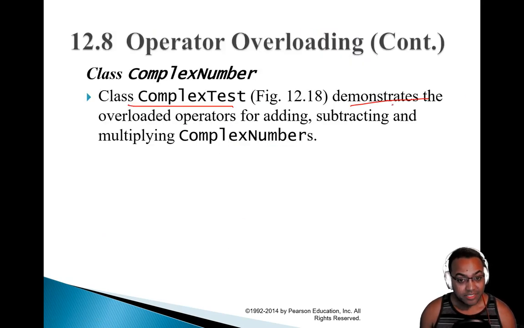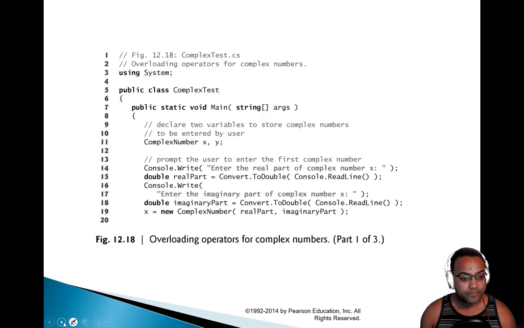Class complex test demonstrates the overloaded operators for adding, subtracting, and multiplying complex numbers. So we have the main. We have complex number x and y, but we didn't do any constructions yet. All we did was initialize those variables. We then said we wanted to enter the real part of the complex number x. The person enters it. We convert it to a double. They do the same thing for the imaginary part. We convert that to a double.